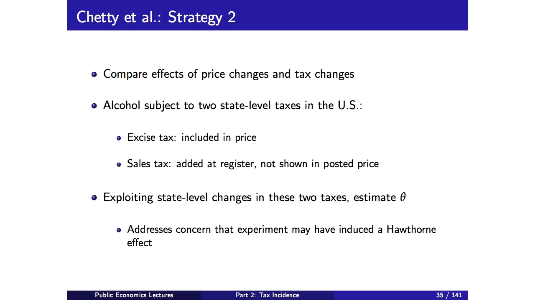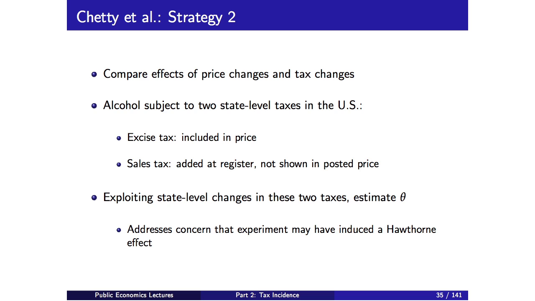So we're going to exploit state-level changes in these two taxes in order to estimate that parameter theta. And we think that this addresses the concern that the experiment may have induced a Hawthorne effect. Often a very useful approach in empirical papers is that you're going to end up with one approach that has some weakness and another approach that has a different weakness. It's useful to put the two together to get a sense of what's actually going on.